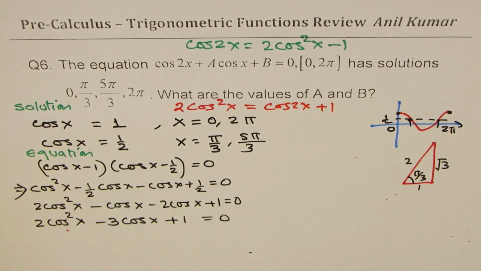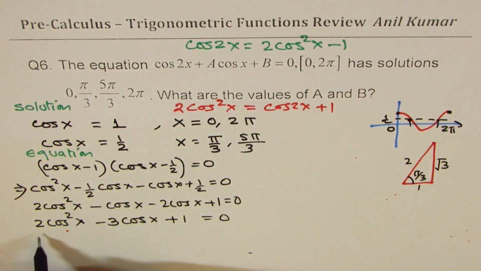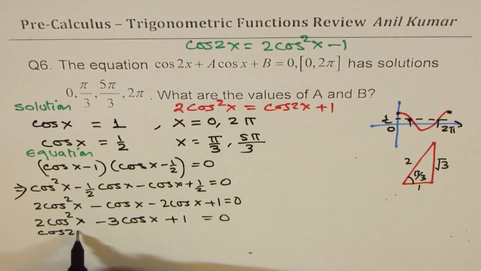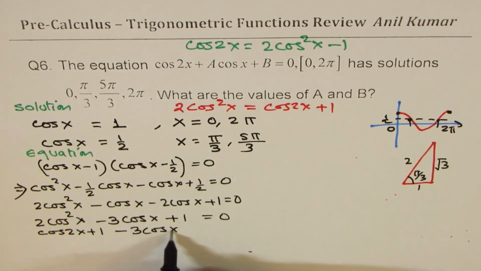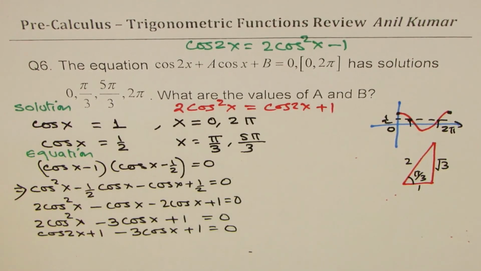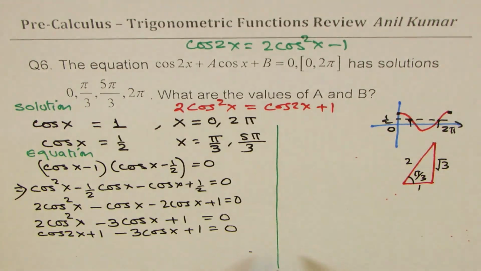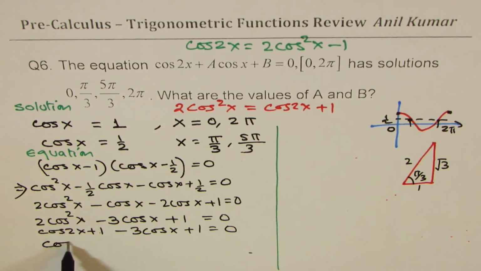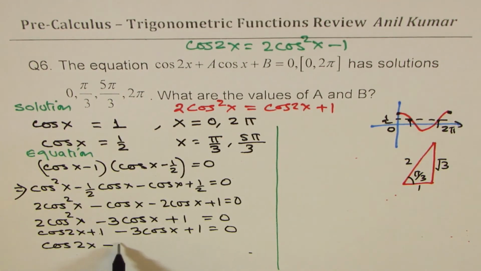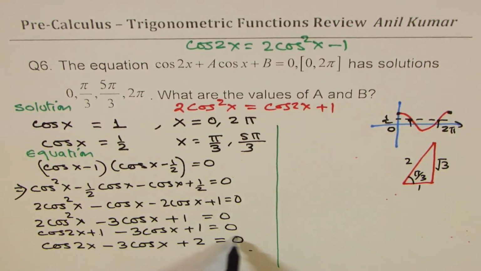So I'll replace this. Is it okay? So we'll do this part. So 2 cos square x can be written as cos 2x plus 1 minus 3 cos x plus 1 equals to 0. Is it okay? So now we can write down our final equation and compare. So what we have here is 1 plus 1 is 2. So we have cos of 2x minus 3 cos of x plus 2 equals to 0.